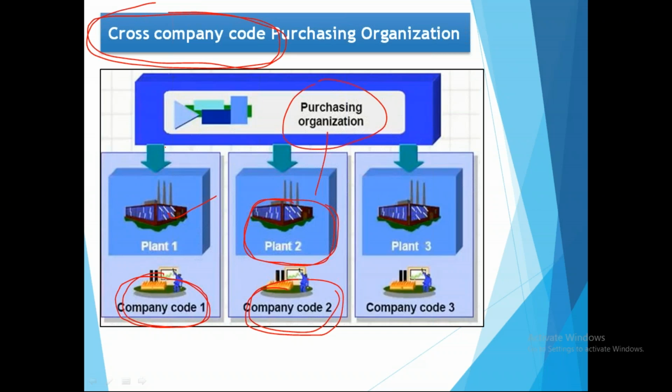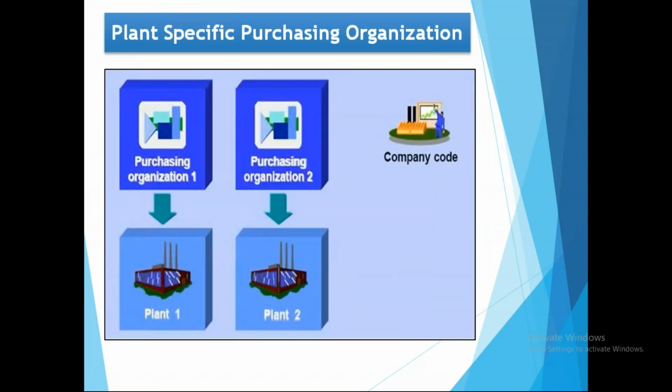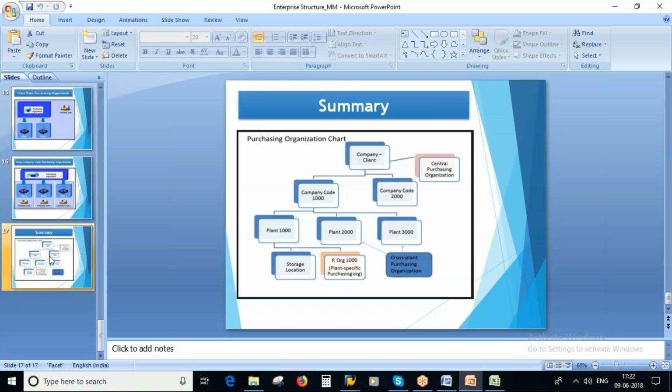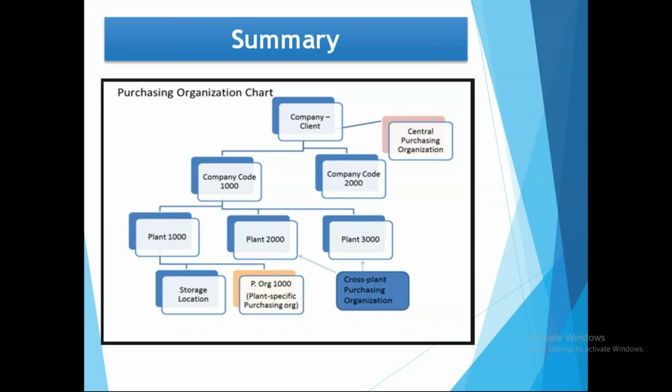Okay, it's a very rare scenario, but most of the time you will have this scenario. Plant specific. Every plant will have their own purchasing department and they will create a separate purchasing organization for them. So this is the plant specific purchasing organization. Now this is the summary of whatever we discussed.